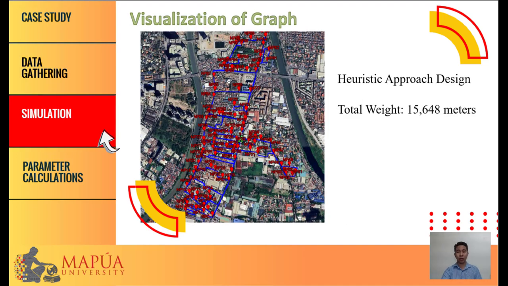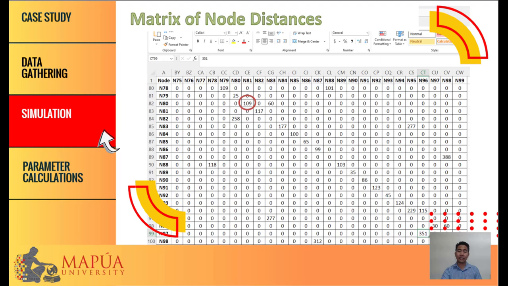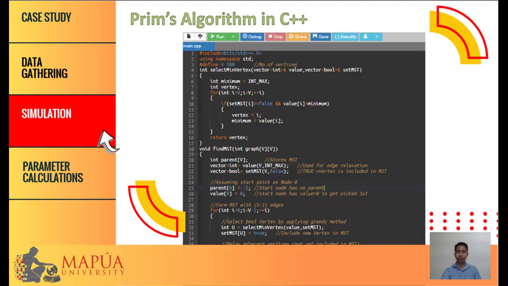This is the visualization of a graph representing a region with 100 nodes. The total length of the vertices, which represents fiber cable length, is 15,648 meters. We represent the distance between nodes in a matrix format, which will serve as an input for our program. For instance, the distance between node 80 and node 81 is 109 units, shown in the matrix at row 82 and column CE, while a 0 in other cells indicates no direct connection between those nodes.